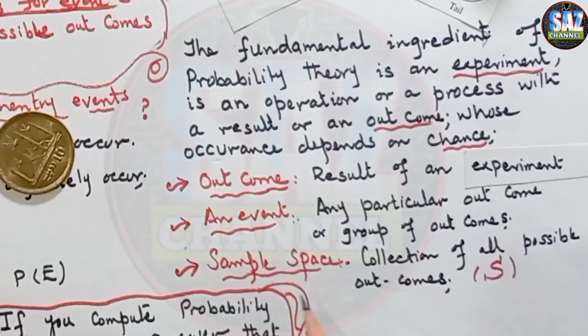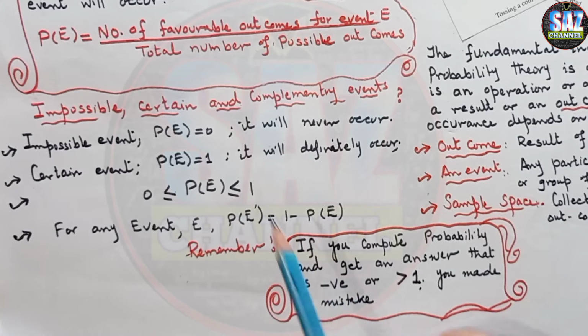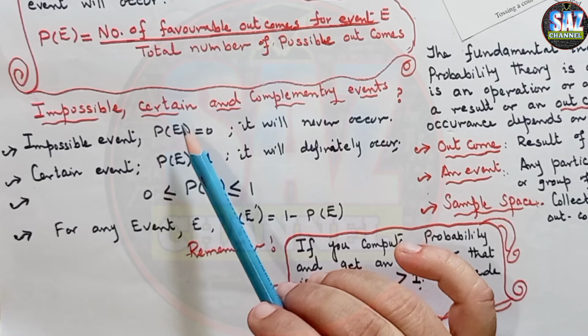Then event: any particular outcome or the group of outcomes is the event. Then coming to the sample space. Sample space is the collection of all possible outcomes. Then it's really important to understand what are the possible, impossible events and certain events.